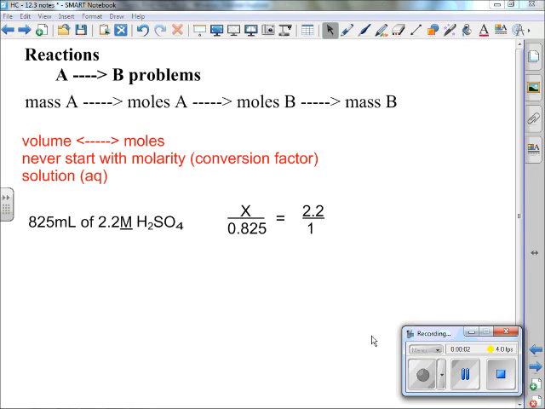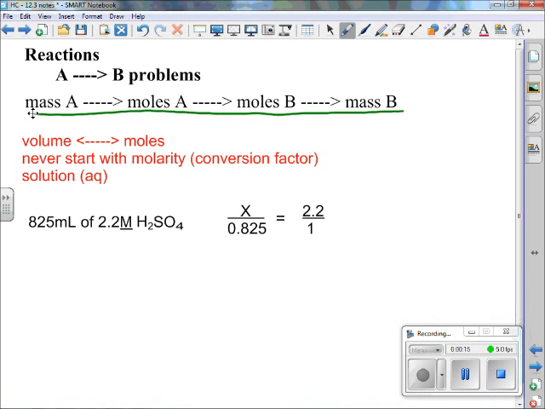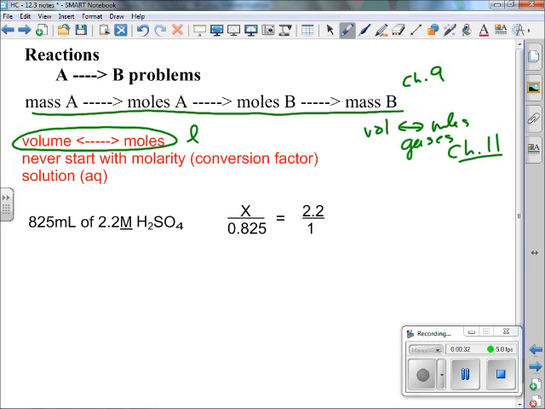Okay, in the last part of section 3, we're going to look at how we can use molarity in our A to B stoichiometry problems that we've been doing all year. First of all, we learned the whole mass to moles to moles to mass problem. That was part of chapter 9. We also dealt with volume and moles for gases as part of chapter 11. Well, now we have a volume to moles calculation for liquids, or more specifically, solutions.